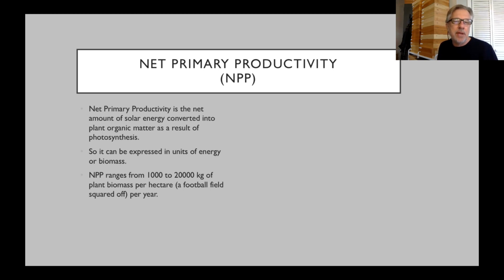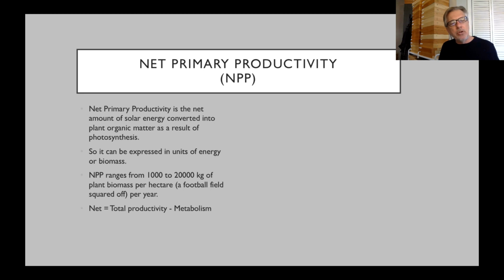So let's just talk about that for a second. A hectare is about a football field squared, so about 2 football fields laid side by side. An international soccer field is a little larger than a conventional American football field. It's only about 1.4 international soccer fields.